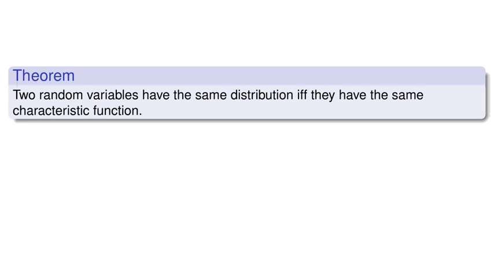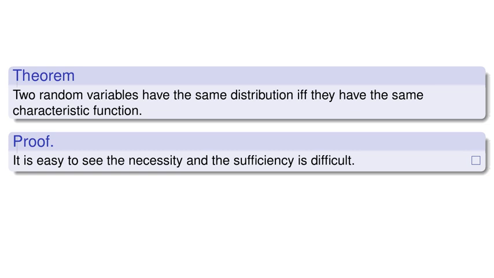Another fundamental theorem, though we won't prove the sufficiency part here as it's quite involved, states that two random variables possess the same probability distribution if and only if they have the same characteristic function. The necessity, that the same distribution implies the same characteristic function, is relatively straightforward to see from the definition.